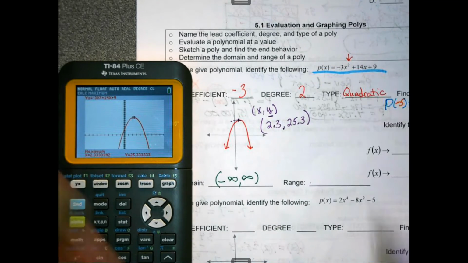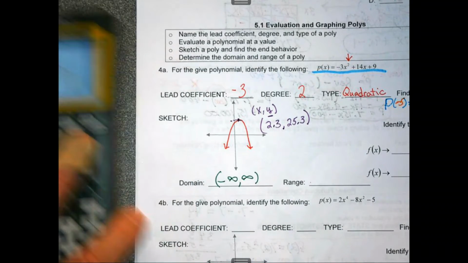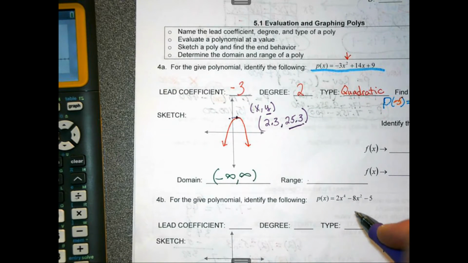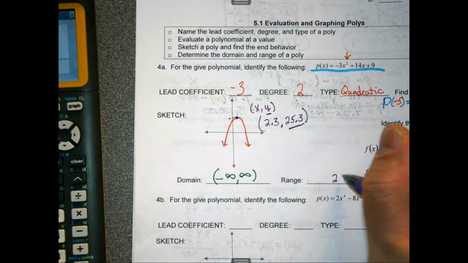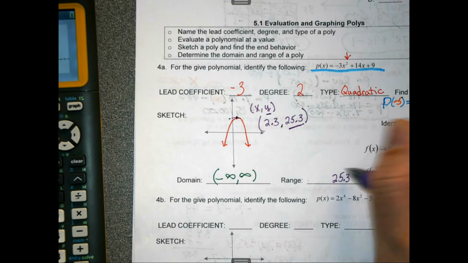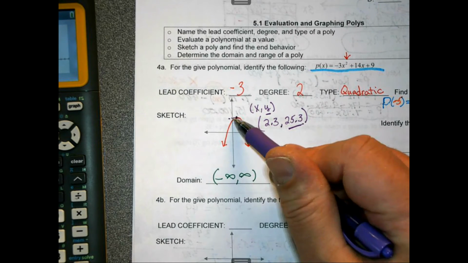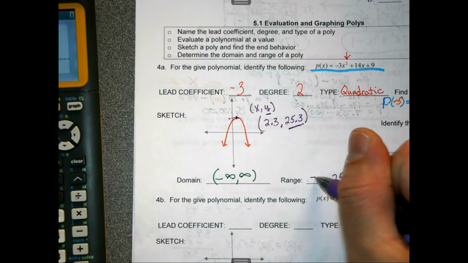Okay, so my highest y value is what? Now this is my y here. Highest y value, 25.3. Highest is always on the right, includes that point. My lowest y value, good.